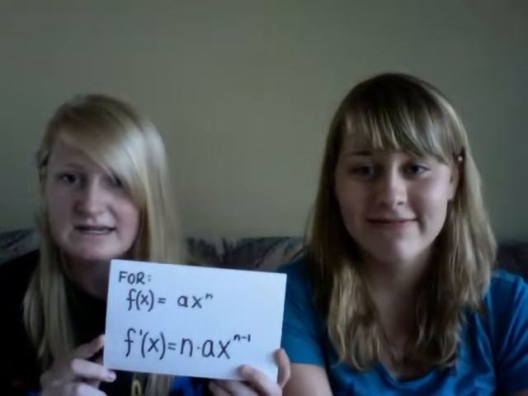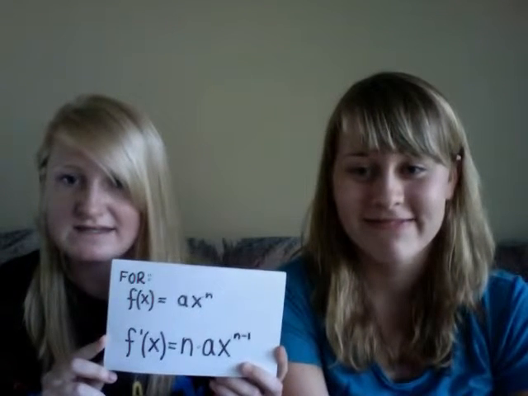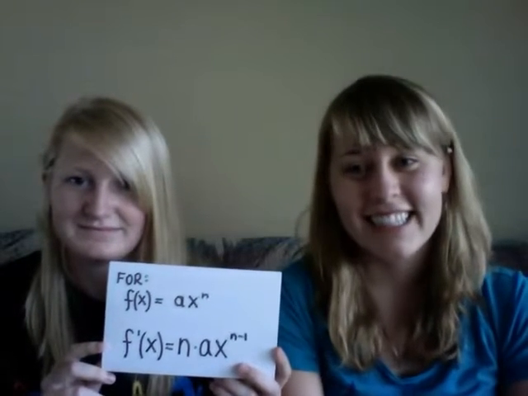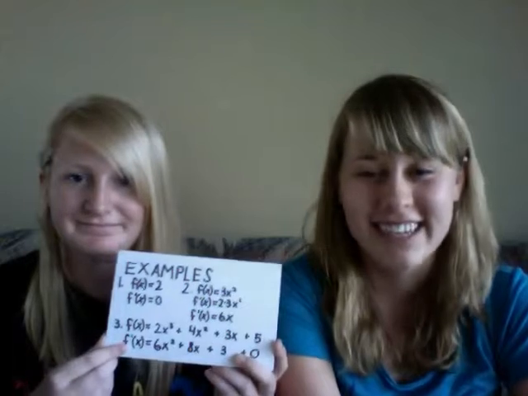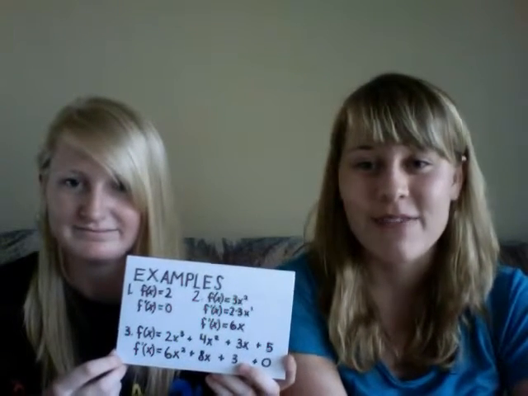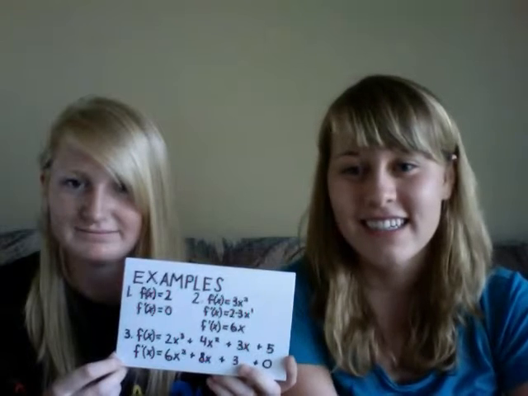For the function ax to the n, the derivative f prime of x is n times ax to the n minus 1. This means the derivative of a constant is always 0. So for the function f of x equals 2, f prime of x equals 0.